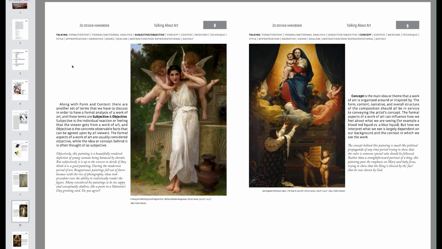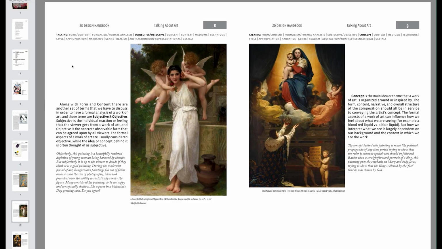This painting on the left is The Young Girl Defending Herself Against Eros by Bouguereau. Objectively, this painting is a beautifully rendered depiction of a young woman being harassed by cherubs, but subjectively, it is up to the viewer to decide if they think it is a good painting. During the modernist period of art, Bouguereau's paintings fell out of favor because of the rise of photography. Ideas took precedence over the ability to realistically render the figure. Many considered this painting to be too sappy and conceptually shallow, like a poem on Valentine's Day. What do you guys think?